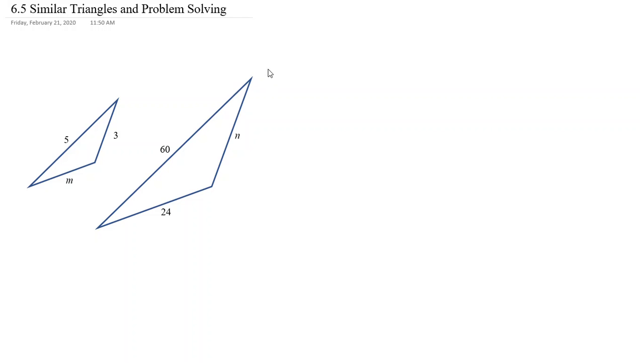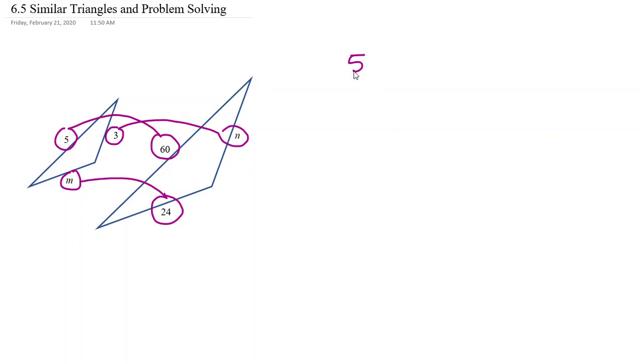And so if I have two similar triangles, then I can set up a ratio of the sides, and I can do it in a couple of ways, but the easiest way is just to say, okay, this side matches up with this side, and this side matches up with this side, and maybe even this side matches up with this side. Now notice that that's too many ratios. I have 5 to 60 equals 3 to n equals m to 24, and that's too many.